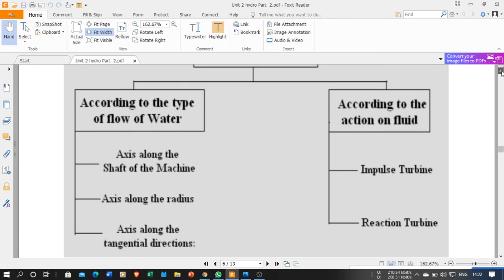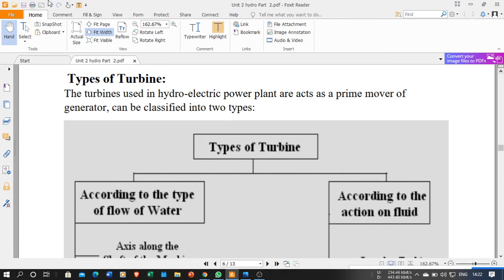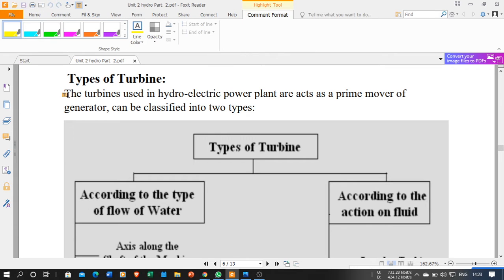Now, the thing that we need to concentrate on in today's lecture is the types of turbine. There are different types of turbines. The turbines used in a hydroelectric power plant act as a prime mover for the generator.